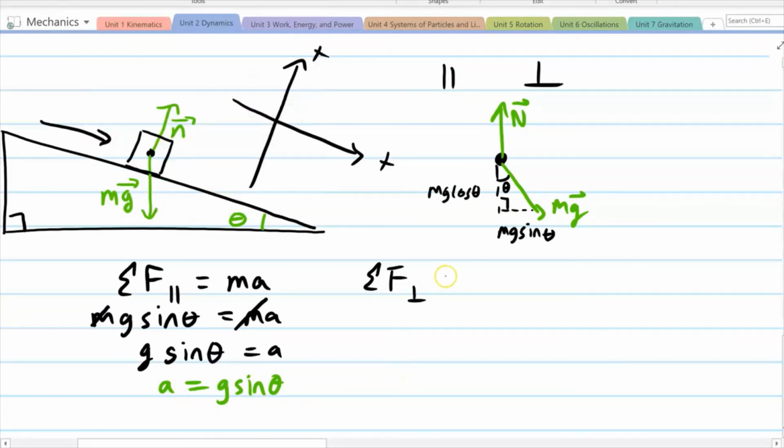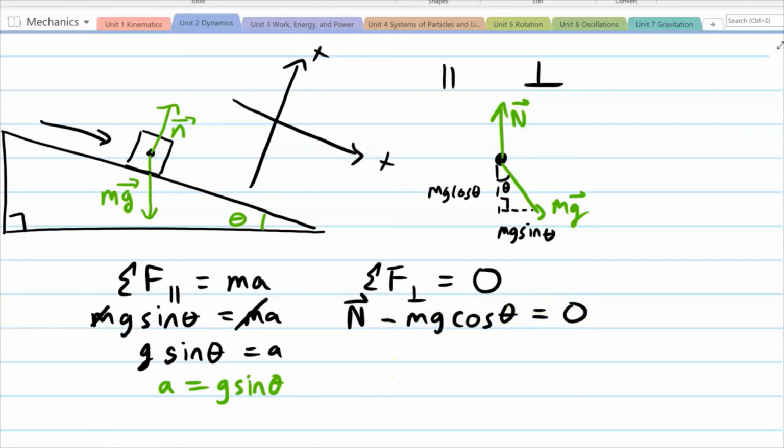Now we want to look at the perpendicular part. The perpendicular part is not moving. Anything perpendicular is not going to suddenly jump out of the plane or go into the plane; it's going to stay on this axis. That's why there's no acceleration. Now we sum all the forces: normal force minus mg cosine theta is equal to 0. So we get our final result just by adding mg cosine theta to both sides: the normal force is mg cosine theta. These are our final results.